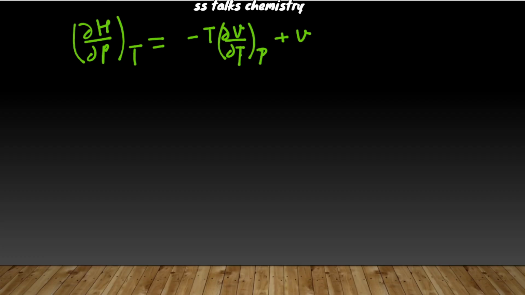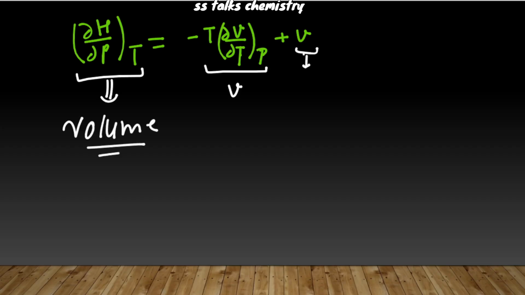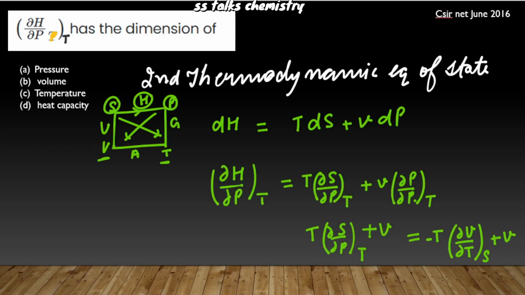This is the complete derivation of it. If at some point you forget it, you can do it this way. Now I have to find the dimensions of this. Here you can see the volume term is present. Same terms can be added or subtracted, so this will also have the units of volume only. From the volume, a particular volume is being subtracted, so overall the value we get is of volume only. That means del H by del P at constant temperature has the dimensions of volume. So based upon this, our answer is going to be option B.